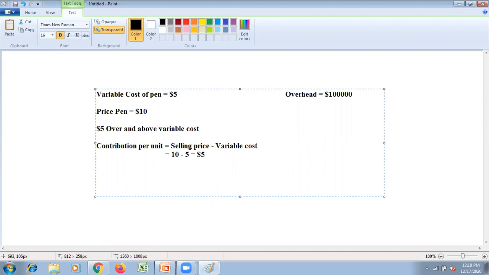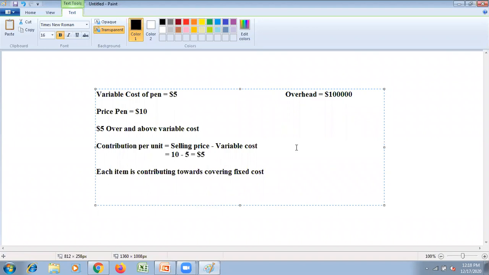It means that each item is contributing towards covering fixed cost. Every item you sell contributes $5 extra after covering your variable cost, right? So it is actually contributing towards fixed cost. The overhead is 100,000, so after selling one pen, $5 is covered from the overhead, right?